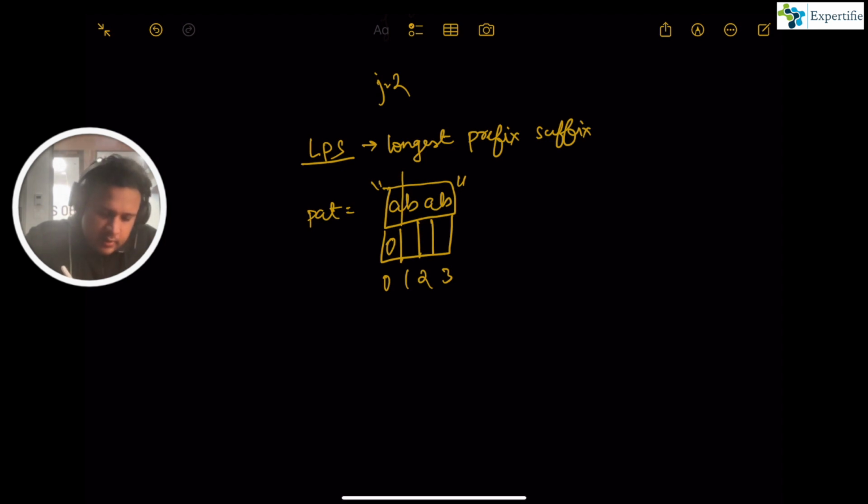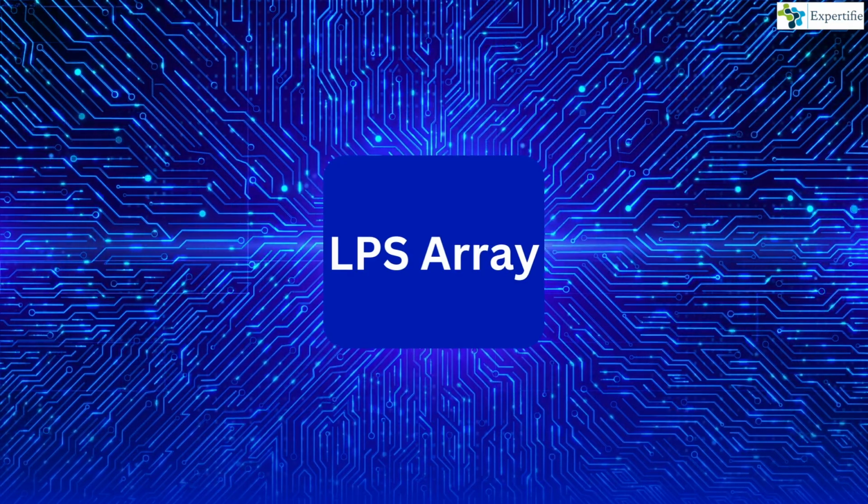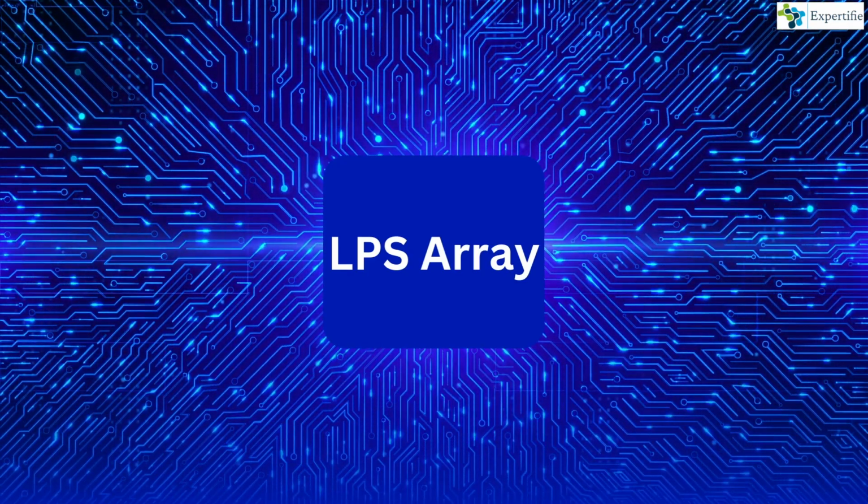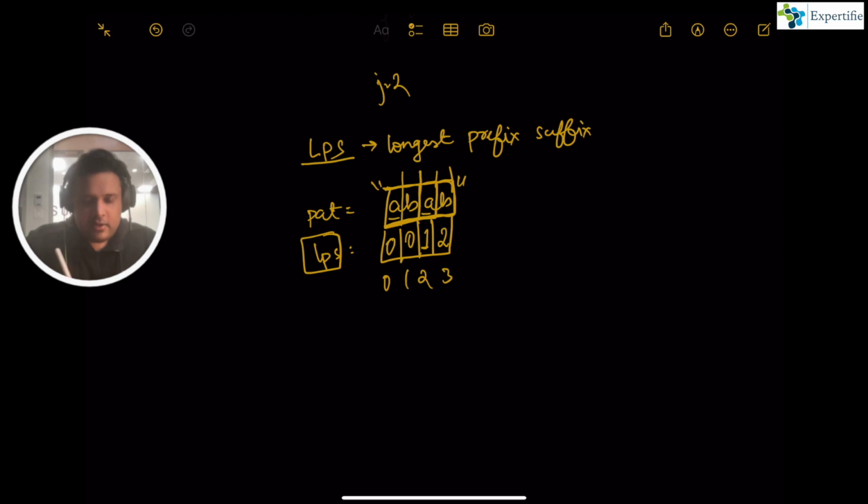Now at I equal to 1, which is this AB, is there a suffix which is equal to the prefix? No. So again we write 0. Now at ABA, is there a suffix which is equal to the prefix? Yes, and the answer is 1: A and A, right? And now at this B, is there a suffix which is equal to the prefix? Yes. The answer is 2. So this is called the LPS array. And we use this LPS array to figure out where our J will go. Let's see how.